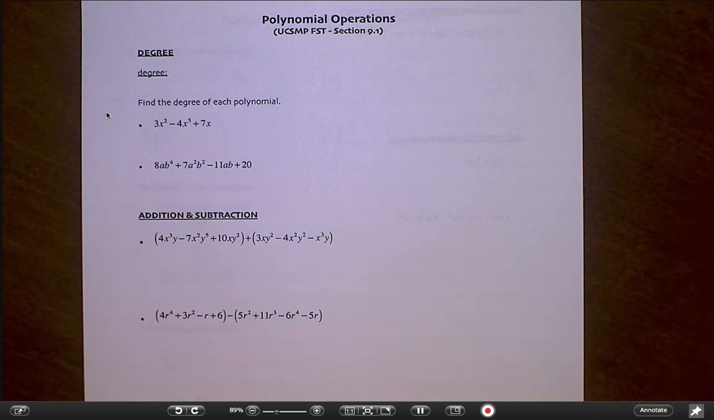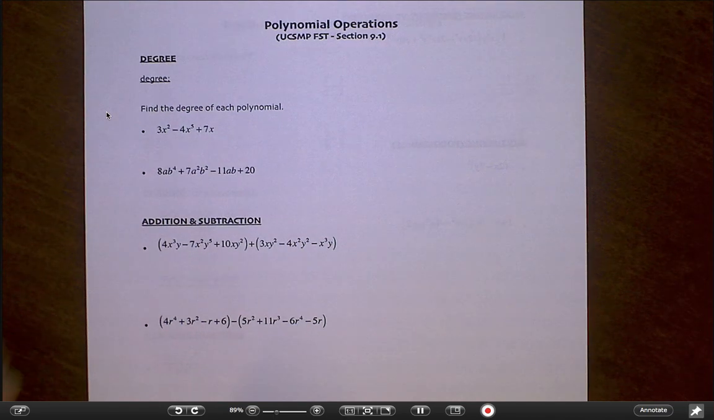Do you know how to combine things with variables? Do you know how to multiply things together? Do you know how to simplify fractions? Do you know when you're allowed to add terms together and when you're not? That kind of thing. Okay, so the first thing we're going to talk about is the degree of a polynomial.